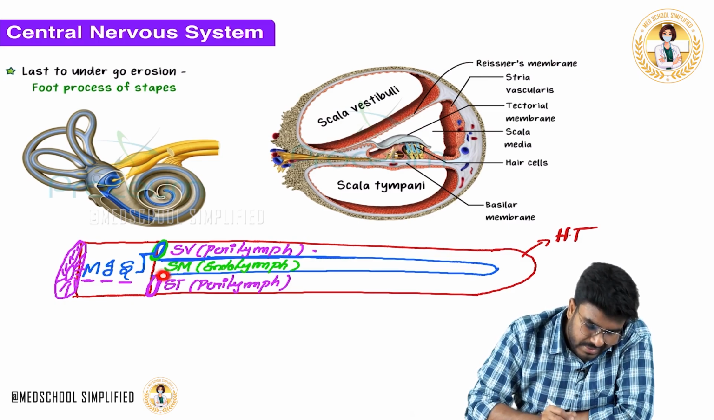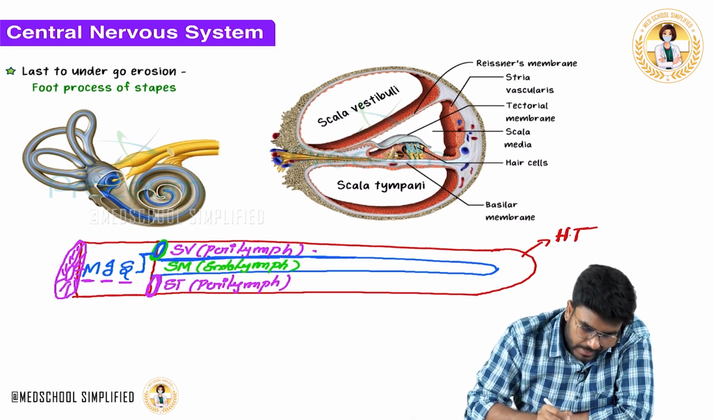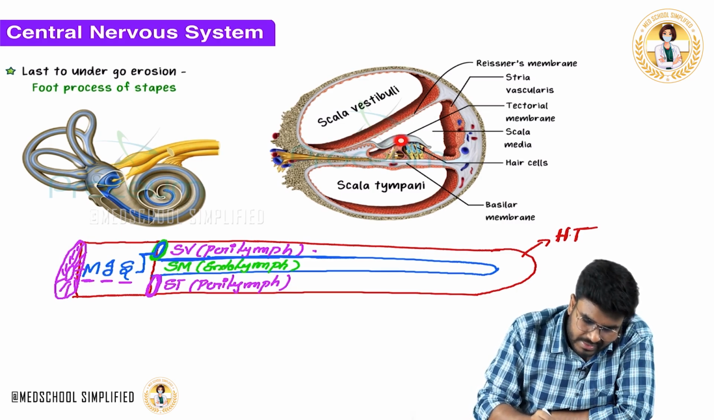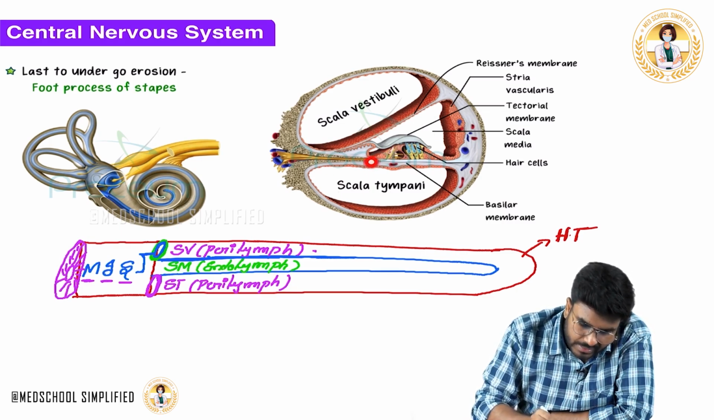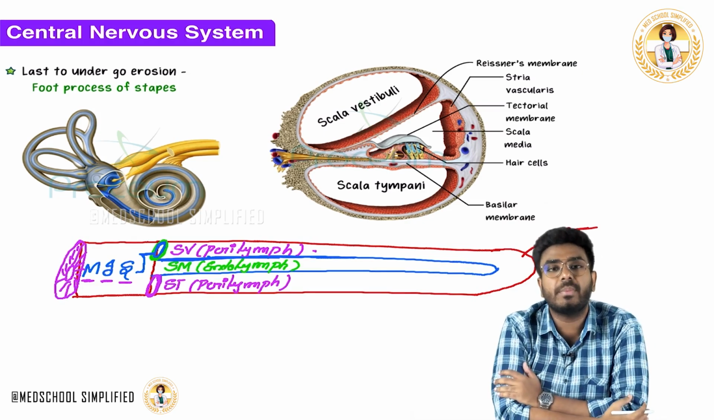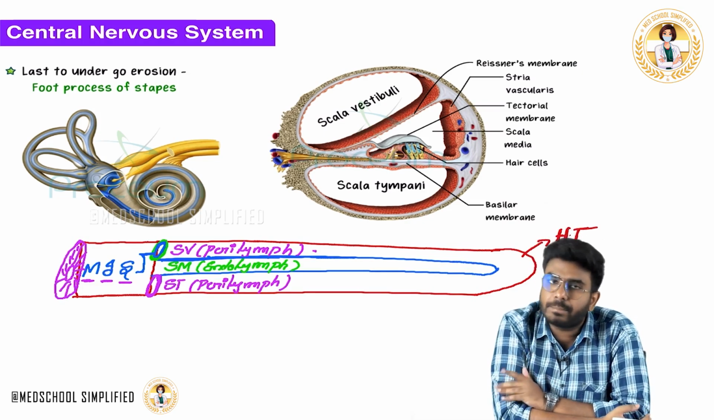In the same way, the scala media and scala tympani are separated by a membrane. This membrane which I am showing you is the membrane separating the scala media and scala tympani. This membrane is called the basilar membrane. So the basilar membrane separates the scala media and the scala tympani.